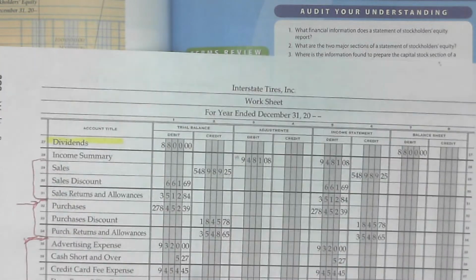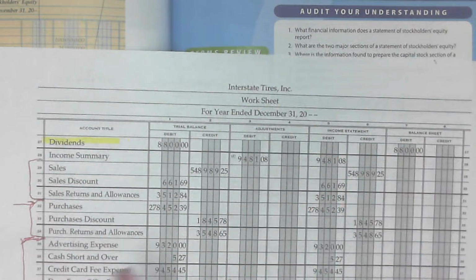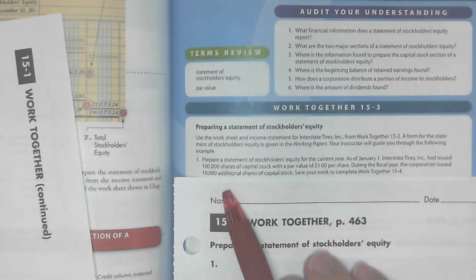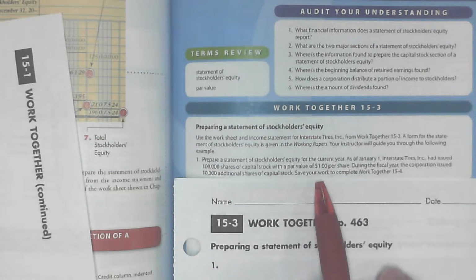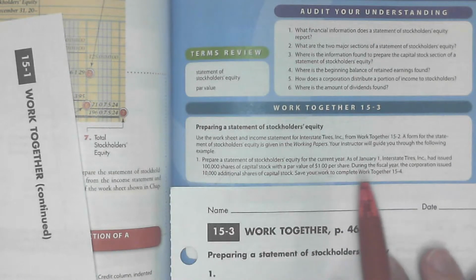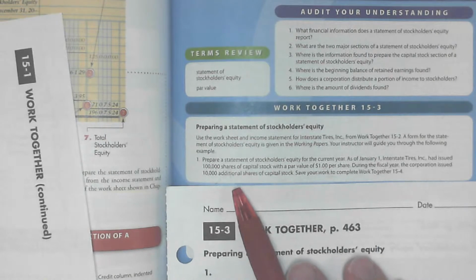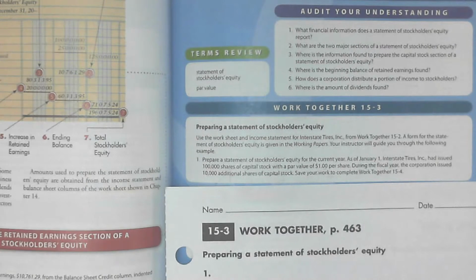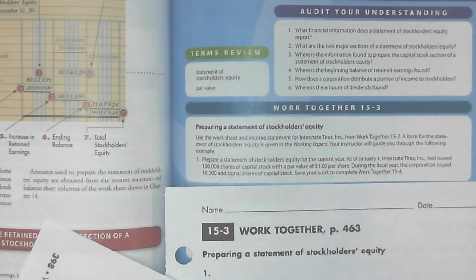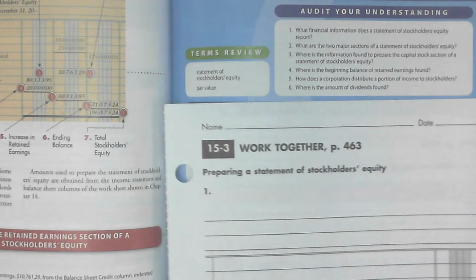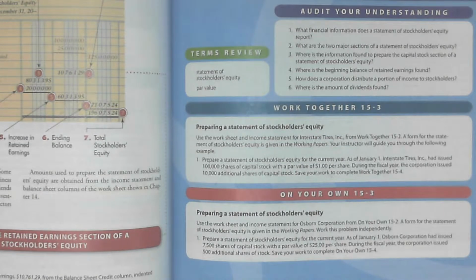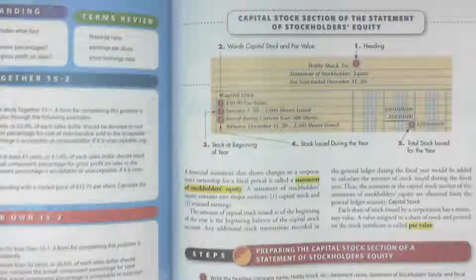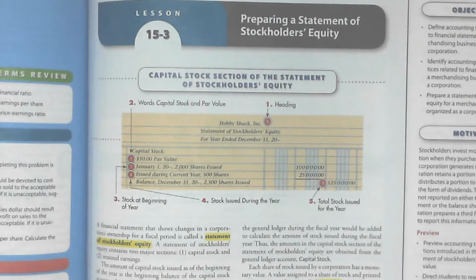Remember, that's our work together company, Interstate Tires. They issued 100,000 shares at $1 a share. And then during the year, they put out another 10,000 shares. So then save the work. We're going to use some of this for section 4 too. So I'm just going to turn the page backwards to the example in the book.